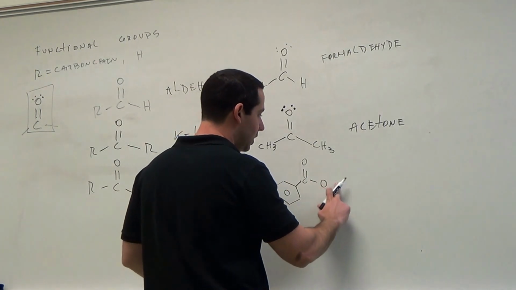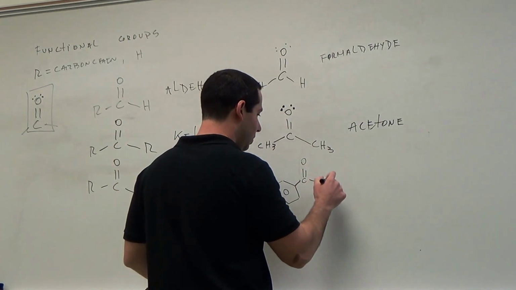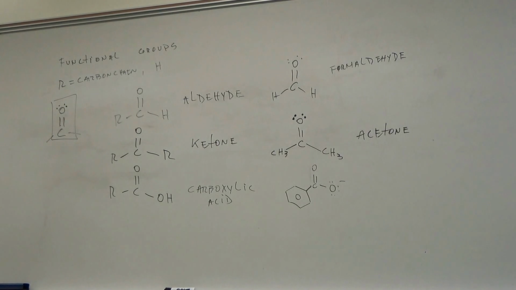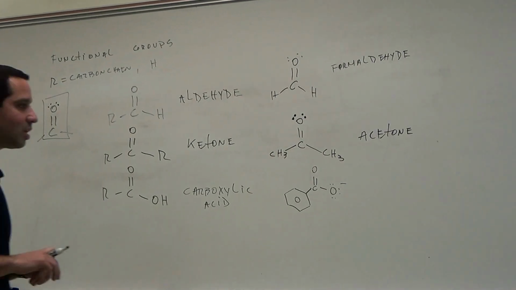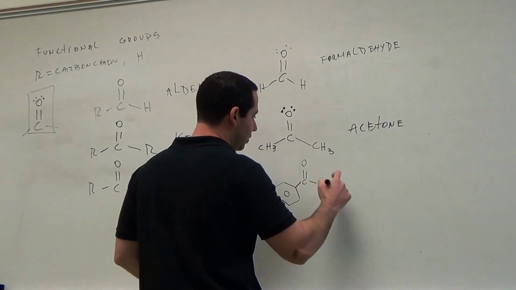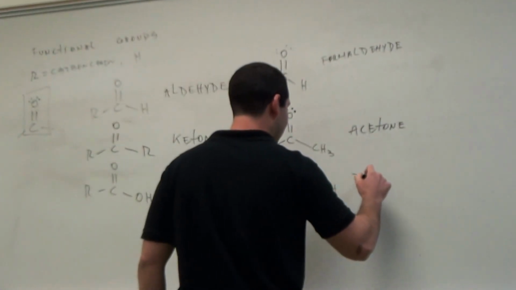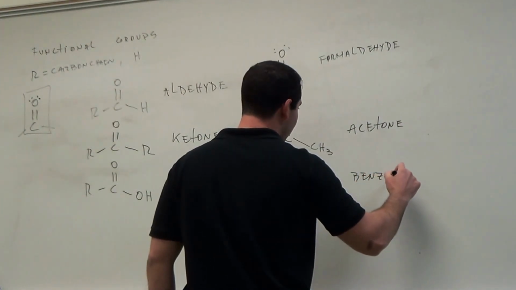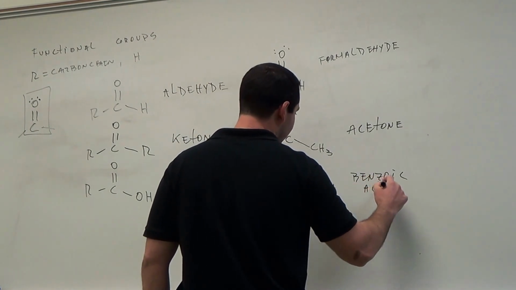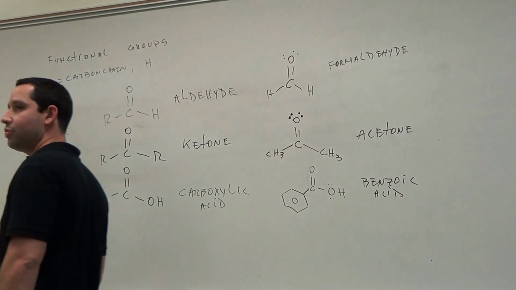If it releases that, it will form this negative, which is resonance stabilized, which was on your test today. Wasn't that? Hopefully you got that one right. Okay? It's used as a preservative. That's called benzoic acid. If you read on your ketchup bottle, it will say sodium benzoate. It is a derivative of this. So that's what you're drinking every day.